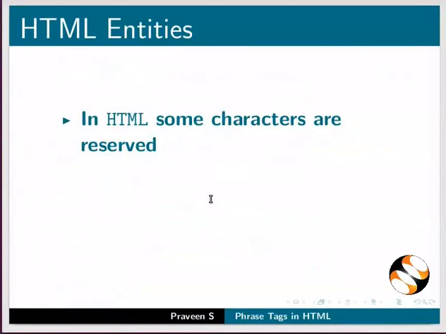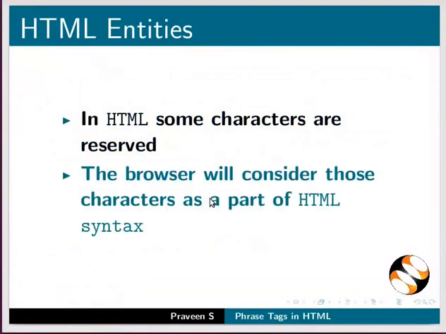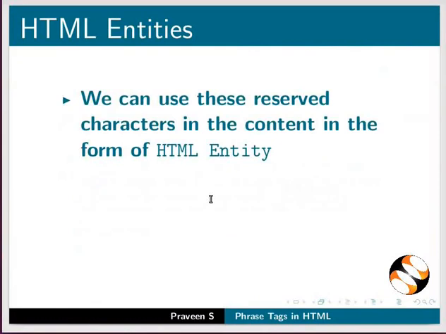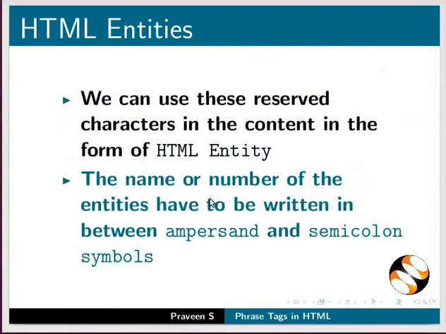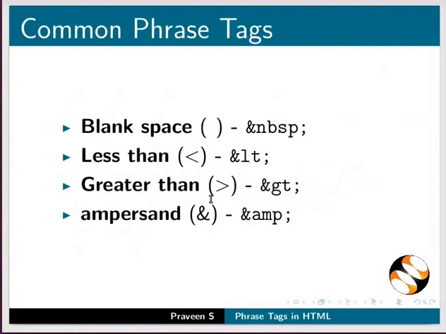In HTML, some characters are reserved. The browser will consider those characters as a part of HTML syntax. We can use these reserved characters in the content in the form of HTML entities. The name or number of the entity has to be written in between ampersand and semicolon symbols. Here are some common HTML entities which we use regularly.